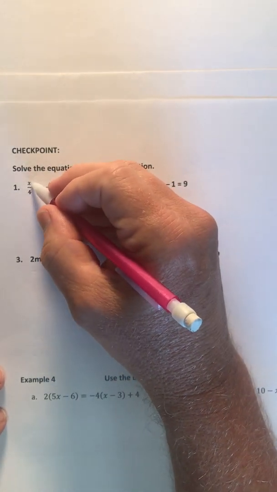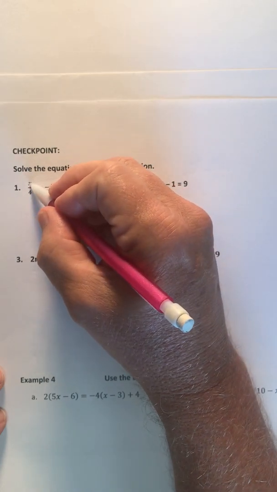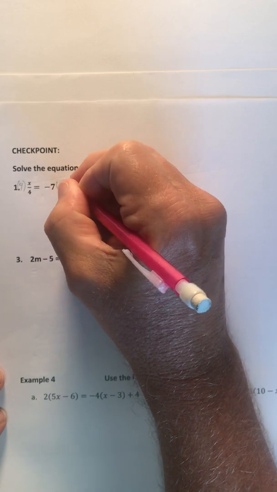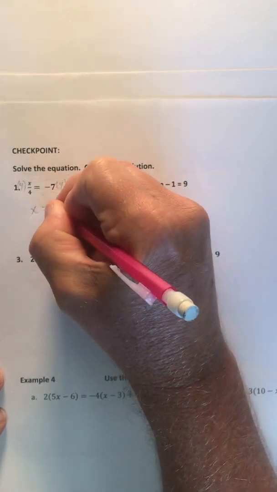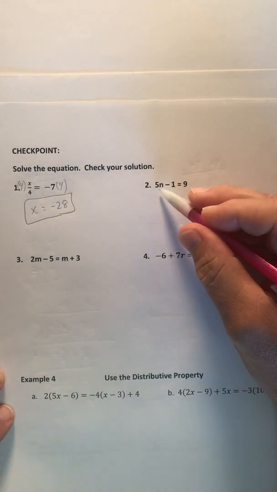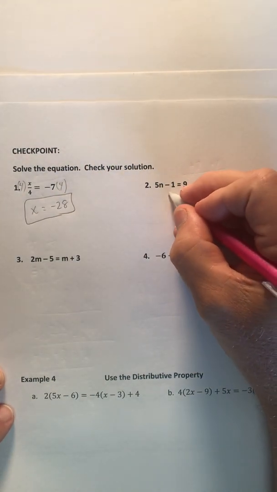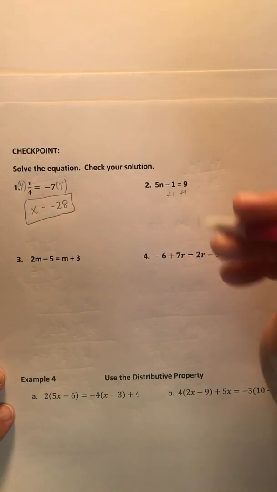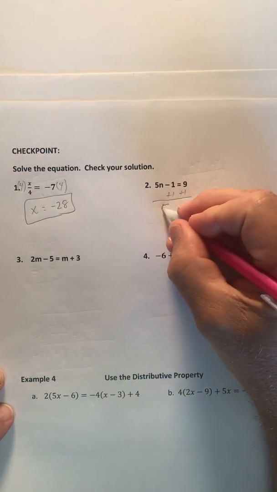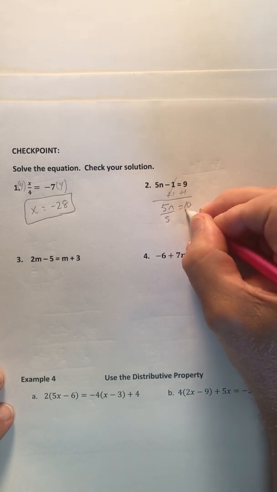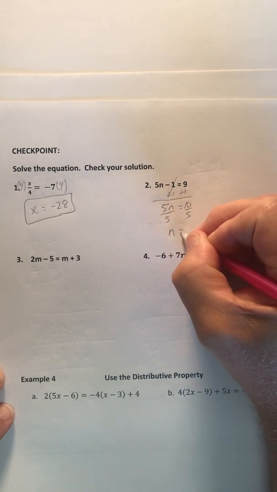So the first one, simple one step. The variable is x. We're dividing it by 4, so we multiply both sides by 4. And I get x equals negative 28. All right. Second one's a two-step, so I'm going to get rid of this 1 first. I'm going to add 1. Leaves me with 5n equals 10, and then I'm going to divide by 5 and get n equals 2.